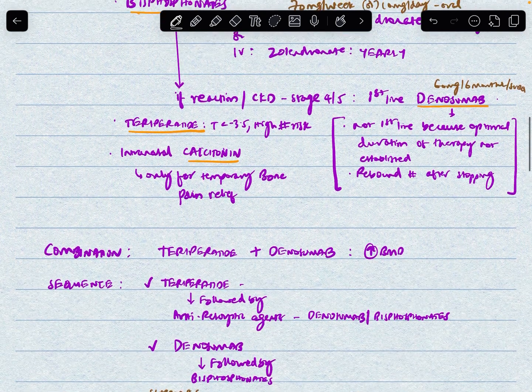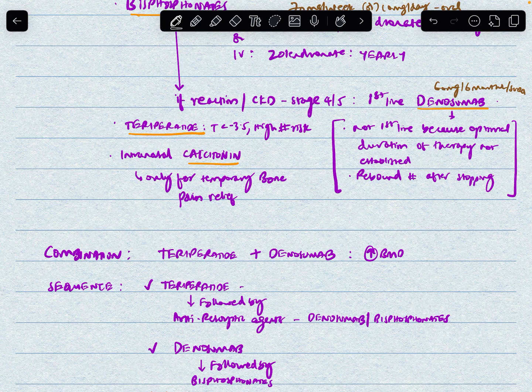Now, a few points about the combination and sequence of the therapies. It is shown that bone mass is significantly higher when teriparatide and denosumab are given combined in comparison to when they are given separately. Teriparatide therapy should be followed by anti-resorptive agents to maintain the bone mass that has been gained. And denosumab should be followed by bisphosphonate therapy because discontinuation of denosumab beyond its due date has shown increased rebound fractures of the vertebrae.